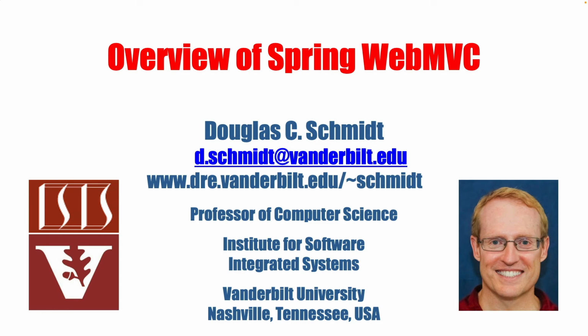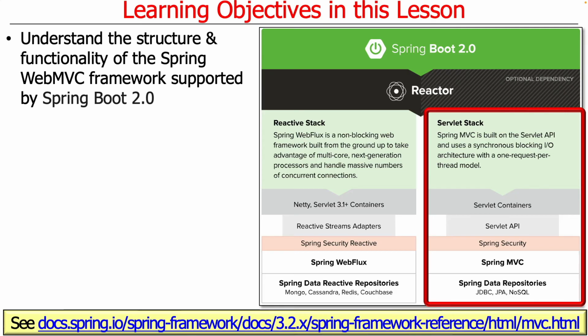So now that we've talked a bit about Spring and the components that it provides that you'll end up interacting with, and some of the components it uses internally that you'll also interact with, but somewhat indirectly, let's talk about Spring Web MVC. And this is what you're actually going to use in programming assignment number 2. This is the part here on the right, which is the so-called servlet stack. That is based on the servlet API, as you can see here. And it uses a synchronous blocking I/O architecture with one request per thread as the concurrency model.